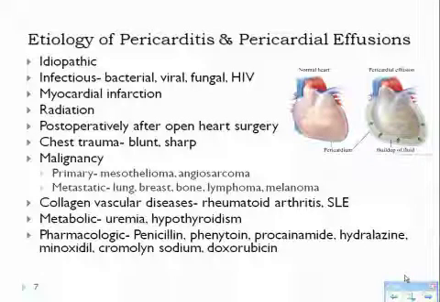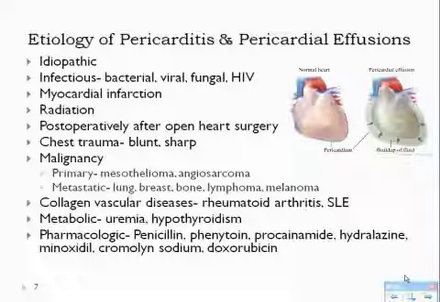Chest trauma, such as blunt or sharp, can also cause effusions to take place and cause tamponade. Malignancy is usually picked up when you actually draw the fluid out of the pericardial space. Instead of being a serous, yellowy kind of fluid, that indicates effusion. It usually will look bloody. So if it looks a little bit serous, then that's more likely to be malignancy.